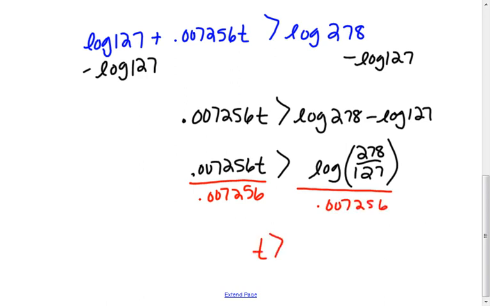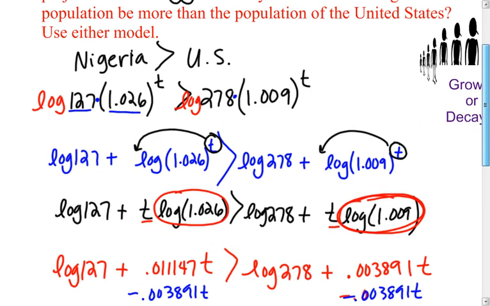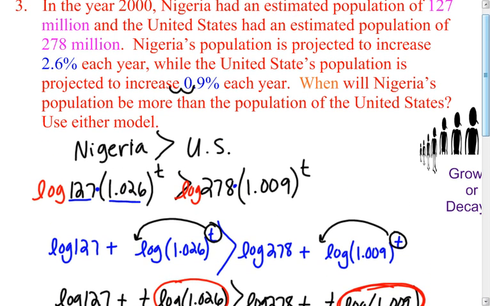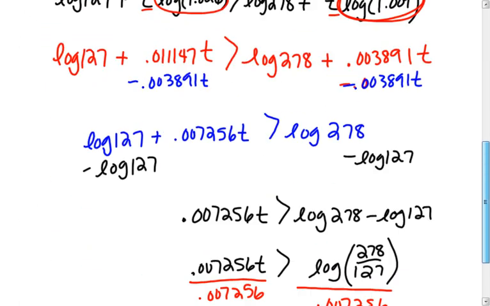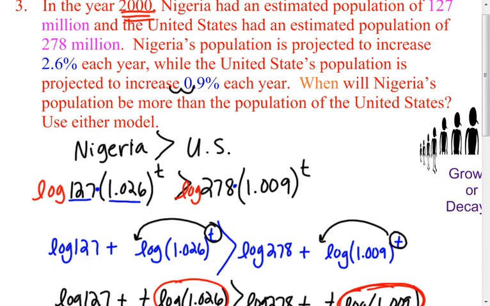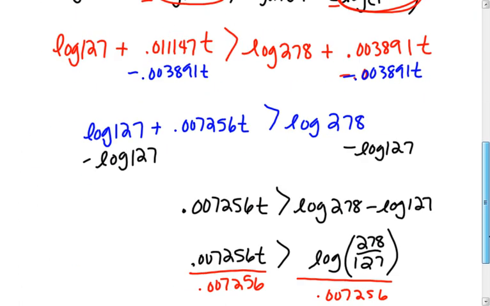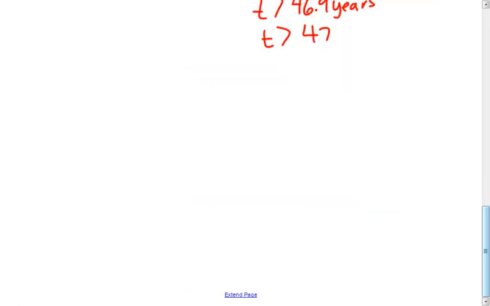And t should come out to be about 46.9 years, greater than about 46.9 years, or we'll just round that off to the nearest number and say 47 years. And if you went all the way back up to the beginning, we started in the year 2000. And so when we started in the year 2000 and we went 47 years later, that will be in the year 2047.